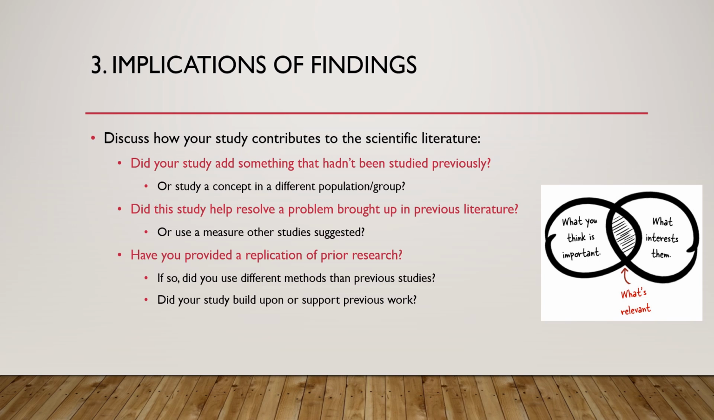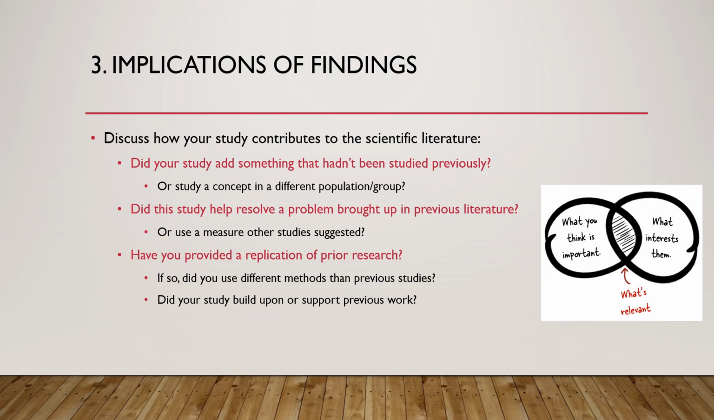Was there something missing that we wish we had known and you helped to answer that? Did you use, again, different measures that maybe hadn't been done before, and that might solve our misunderstanding or misalignment between two researchers who had found different support for the same theory? And have you replicated any of the prior research? If you did, did you use any different methods? If you didn't and you used the same methods, that's also great. And then just how did your study build upon this previous work?